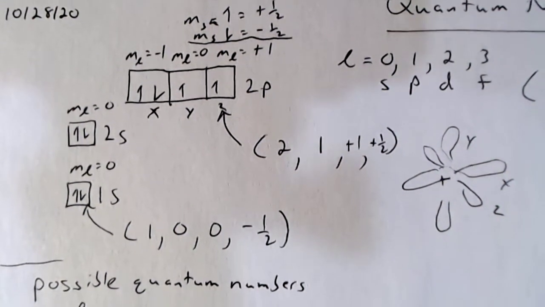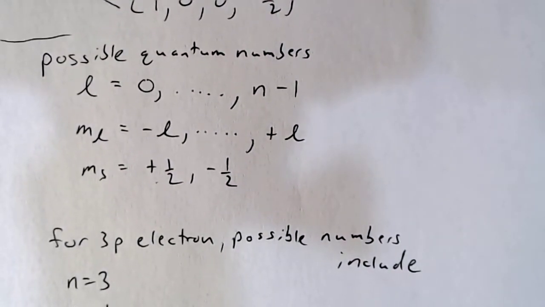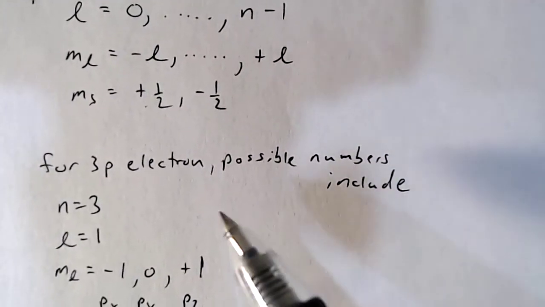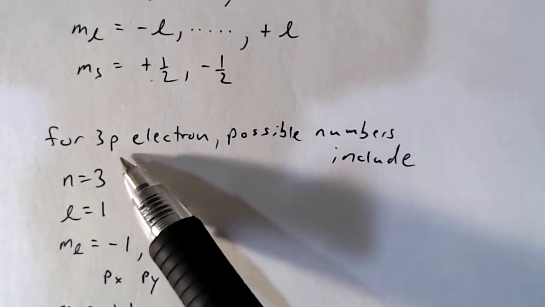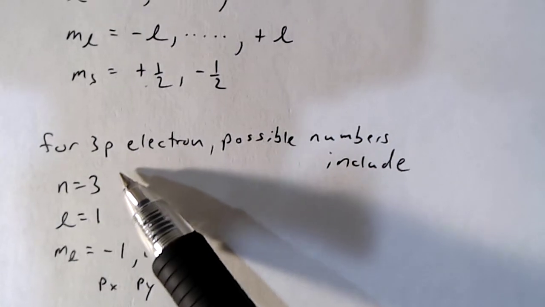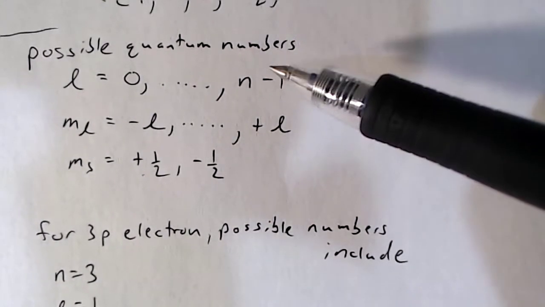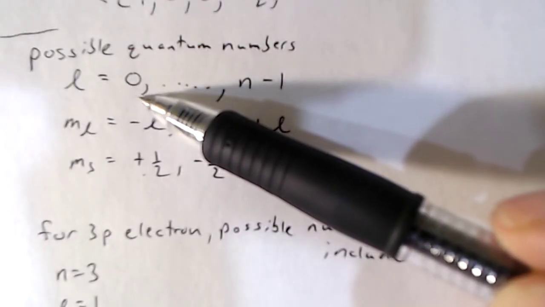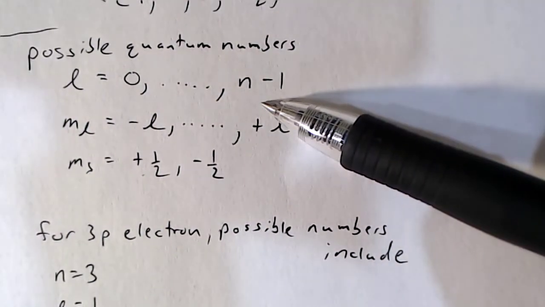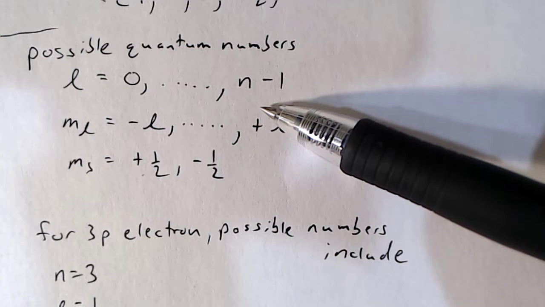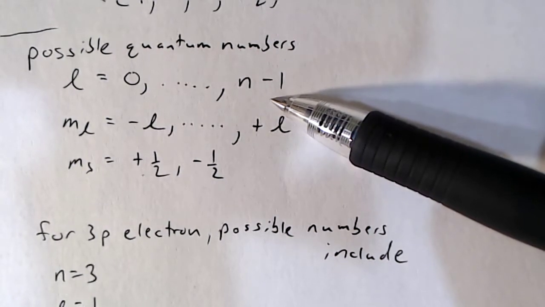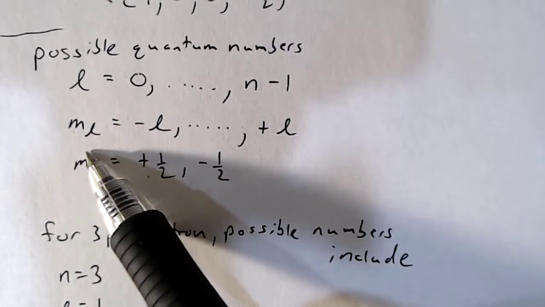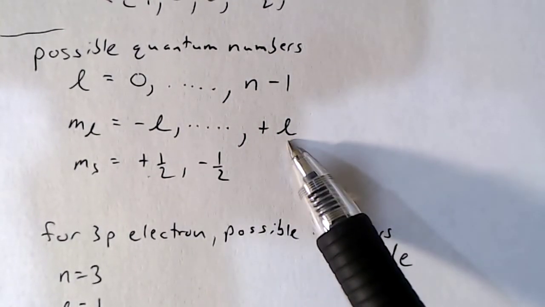Okay, so you're most likely to encounter questions like, what are the possible quantum numbers for an electron in a 3p subshell? So here are some rules. Given an n value for an electron, L values can range from 0 to n-1. So if you had n is equal to 3, then L could range from 0 to 1 to 2, but not up to 3. And then the ML values can range from -L to +L.